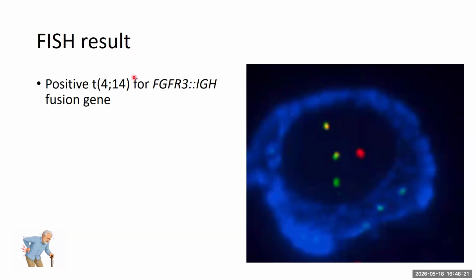So our patient had a positive result for translocation 4;14 for the FGFR3-IGH fusion gene. And as we can see, we have one normal red and one normal green signal and two fusion signals, which are yellow. So based on this, we can interpret the test as being positive. I also would just like to mention that the positivity of the FISH result does not matter. There's no special implication in this.